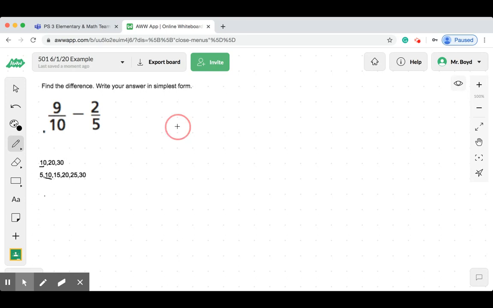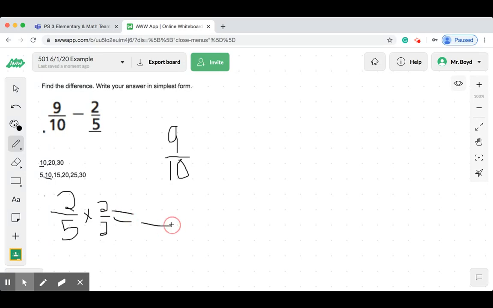So 9/10 already has 10 as the denominator, so we do not have to change our denominator for 9/10. 2/5 we do have to change, so our denominator becomes 10. So I will take 2/5, and whatever I do to the denominator, I must do to the numerator. So I'll multiply the whole fraction by 2, because I know that 2 times 5 equals 10, and I want my denominator to equal 10. So we can subtract. We will have 10, 5 times 2 is 10, 2 times 2 is 4.